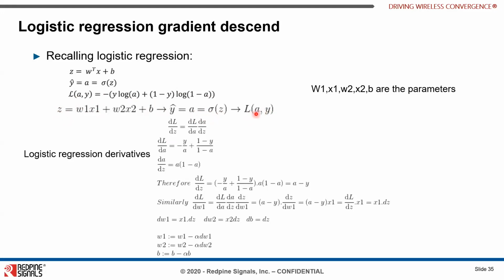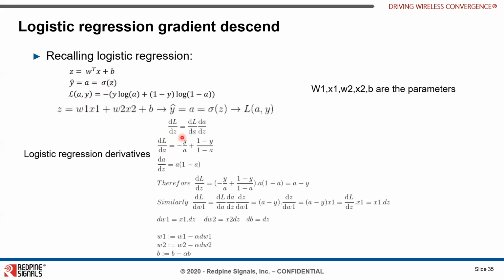A is y cap, the predicted value, and y is the actual value. Using logistic regression, we have a formula for the loss. When you compute dl by da, that means taking d of this complete thing, minus y log a plus 1 minus y log 1 minus a, which is completely L, with respect to a.